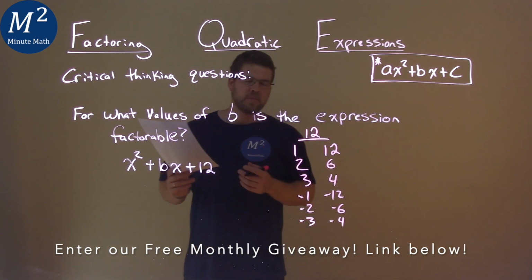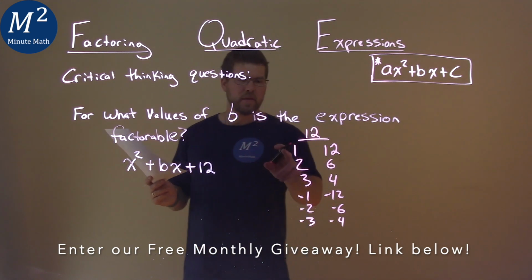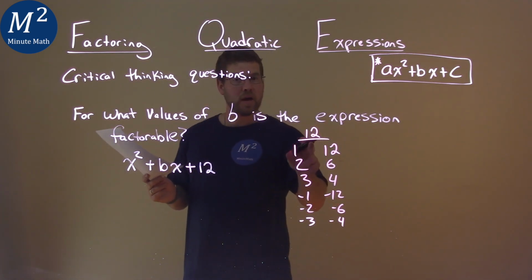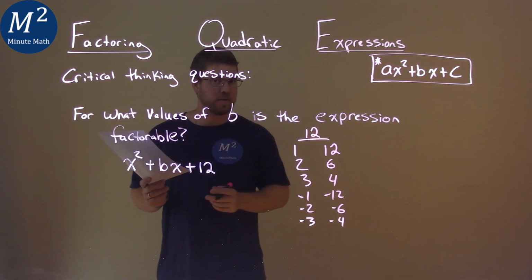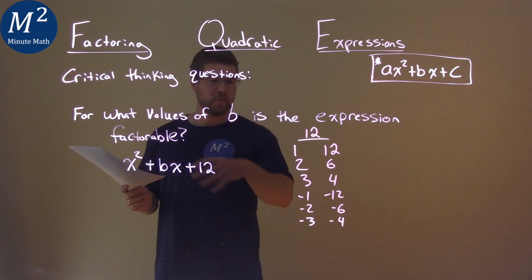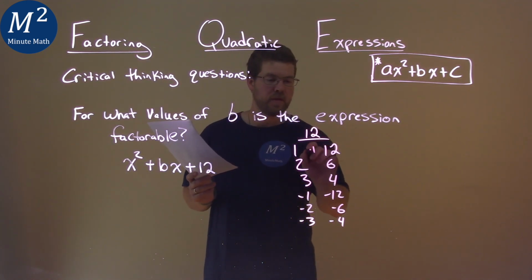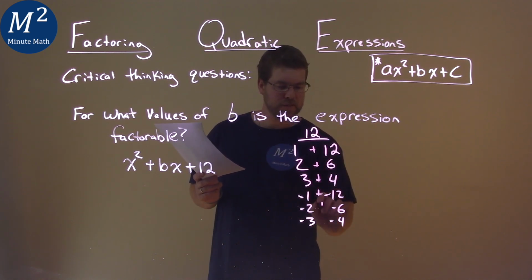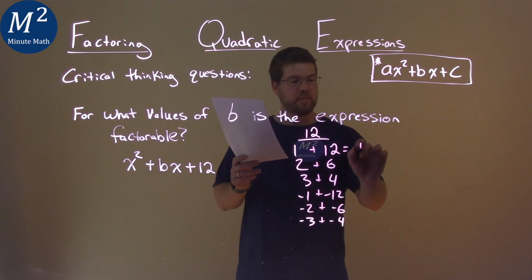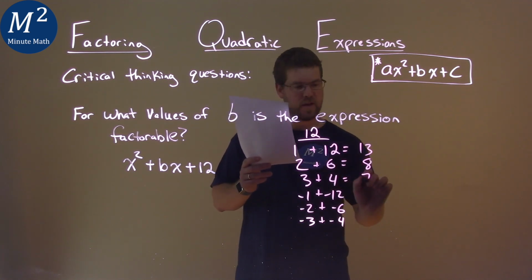So this list is actually important to find our b value, because we know when we factor, normally it'd be what two numbers multiply to be 12 but add to be a b value here. But we don't know what our b value is. But we have the list of all the numbers that multiply to be 12. So we have to add every single one of these pairs. 1 plus 12 is 13, 2 plus 6 is 8, and 3 plus 4 is 7.